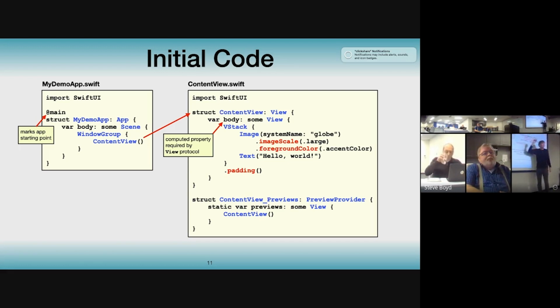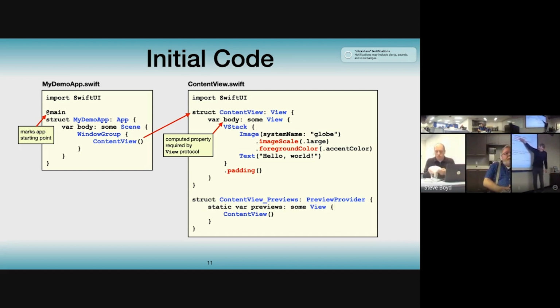So a VStack, as you might guess, is just a vertical stack of things that I want to display. And I want to display two things. There's an image, and it's just that globe icon that you might have noticed earlier, and then a bit of text. Well, a system name is referring to the name of an image that comes from a library called SF Symbols, and we'll talk about those more later.